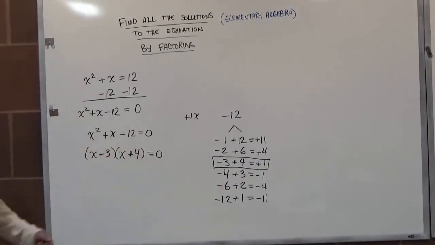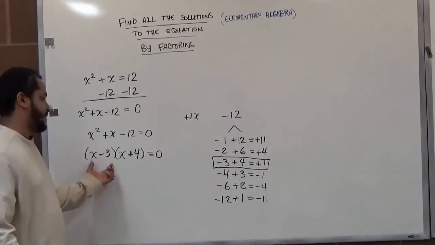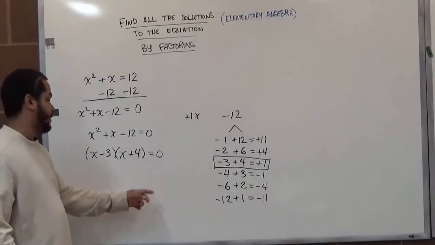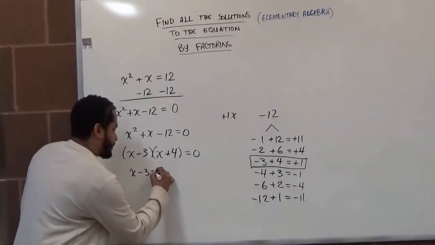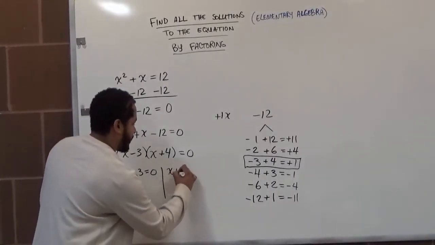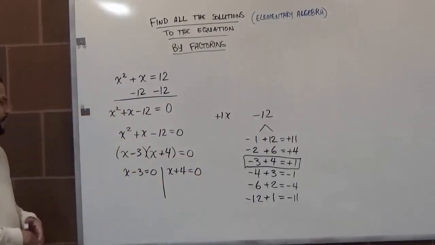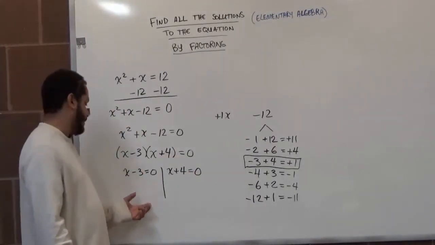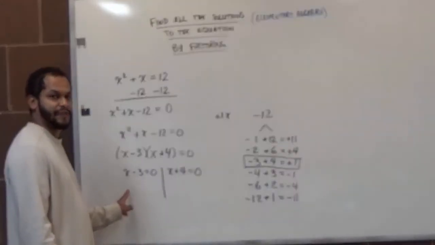Now we've completed the factoring process, so all that's remaining to do is to set each factor equal to 0 independently, right? So here we're going to take the x minus 3 and set it equal to 0, and we're also going to take the x plus 4 and set it equal to 0. Now the final step here is to take the additive inverse to move these numbers over so we can get the solutions to each factor.